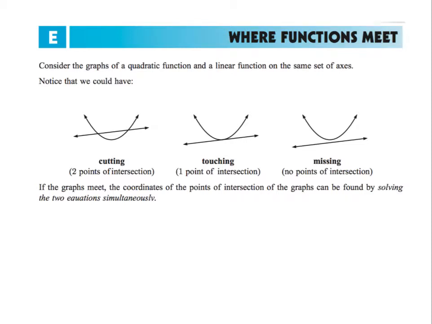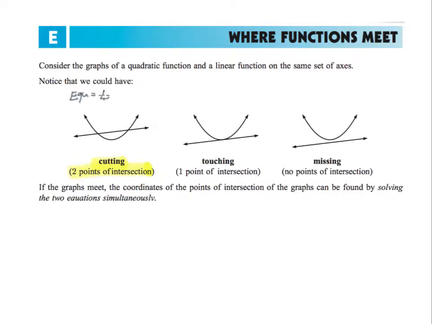Section E, where functions meet. In this section, we're going to consider a quadratic function and a linear function and how they can intersect each other. One way is they can be cutting each other, and that's where they'll have two intersection points. The linear function cuts the quadratic function.